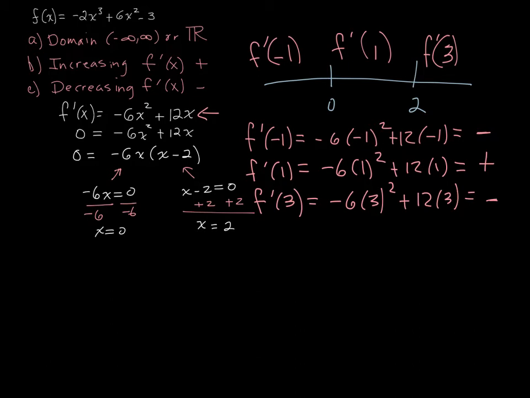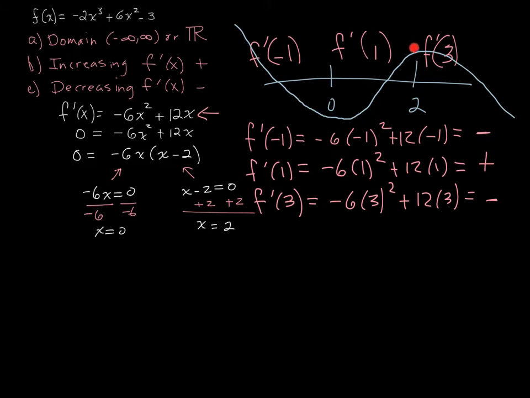That says on this interval, the graph is decreasing. When it hits that critical point, it goes flat, because that's where the derivative is 0. Then on the interval from 0 to 2, it's increasing. When it hits 2, it goes flat, and then it decreases. So this tells me a lot of stuff already, right?